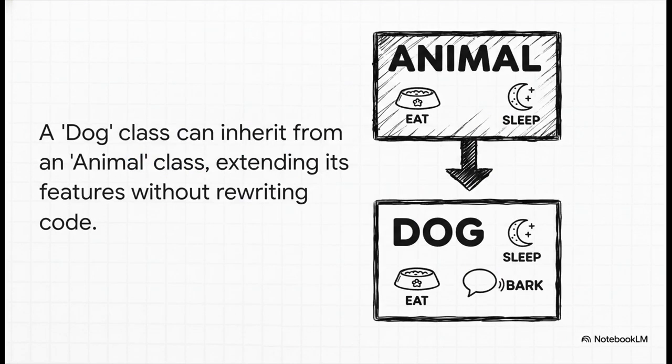So let's say you have an animal class that knows how to eat and sleep. It'd be crazy to rewrite that code for a dog class, and then again for a cat class, right? With inheritance, you don't have to. They just inherit those traits from animal, and then you can add new, more specific things, like a bark method, just for the dog. It saves so much time and effort.